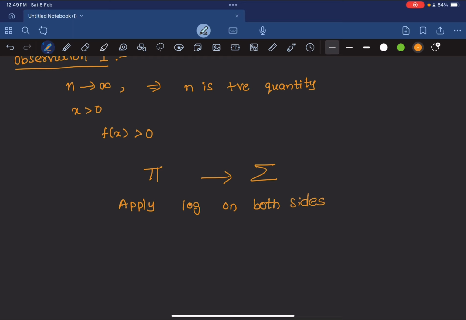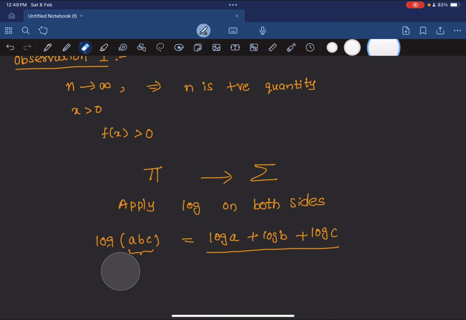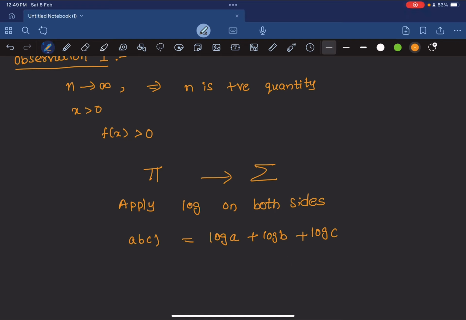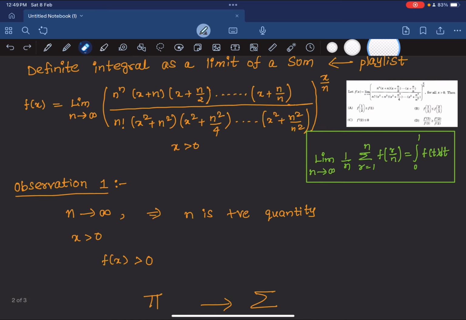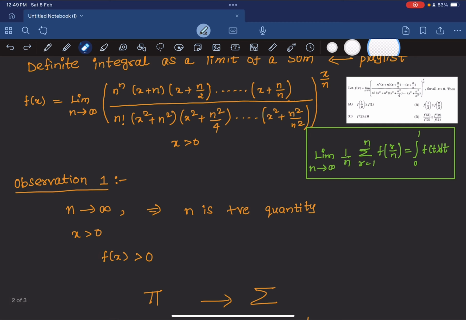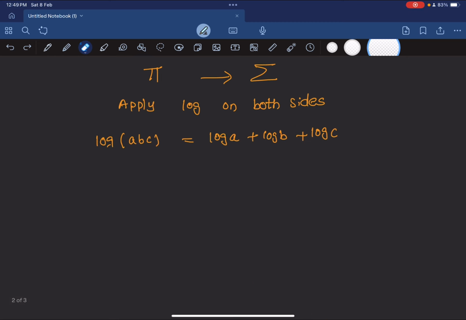And what is the reason? We know very well that log of ABC is log A plus log B plus log C. So here you have a product of terms, and when you apply logarithm, it becomes a sum. So to convert a product into a sum, you have to apply logarithm. Now let us go ahead and do exactly that. Let us apply logarithm on both sides.